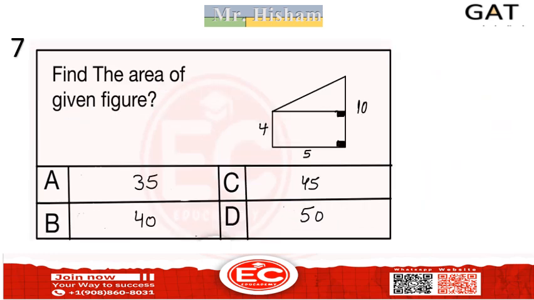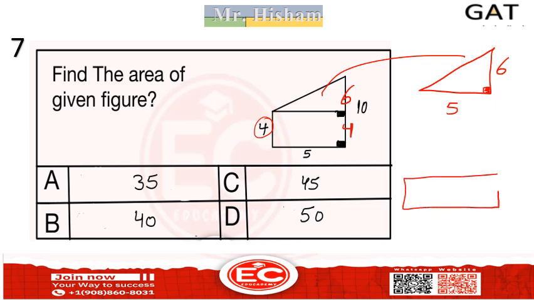Question number 7. Find the area of the given field. This side is 4, so this side is 4, so this side is 6. I have here a triangle. This is 6 and this is 5. And I have a rectangle. This is 4 and this is 5.